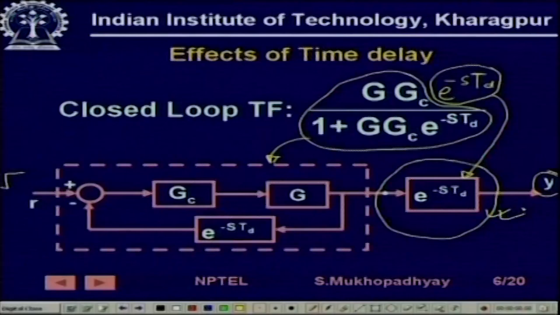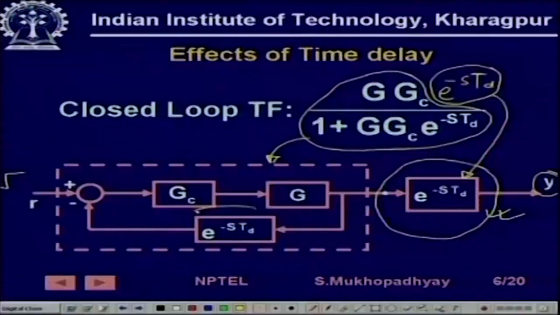Now a delay cannot be avoided, but nevertheless this delay is not going to cause any problem in stability. Simply the response will be delayed by an amount TD which cannot be helped. But it is this delay which is going to cause problem in the stability, because it is going to add to the loop phase, right? This is minus STD, so it is going to add loop phase lag, and it is this that is going to cause the problem.